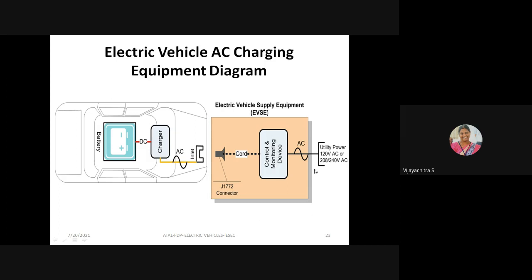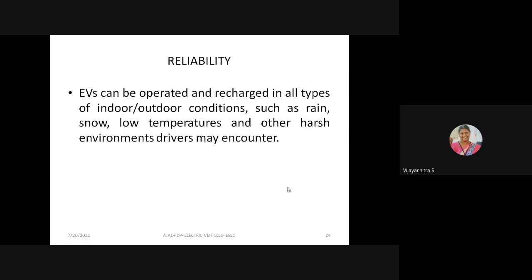For better understanding, we can rephrase: instead of control and monitoring, we can say monitoring and control, because we, the instrumentation engineers, will do monitoring first and then we'll be able to control. That's why it is a monitoring and control device. Here the utility power may be 120 volt AC or 230 volt AC, depending upon the availability.